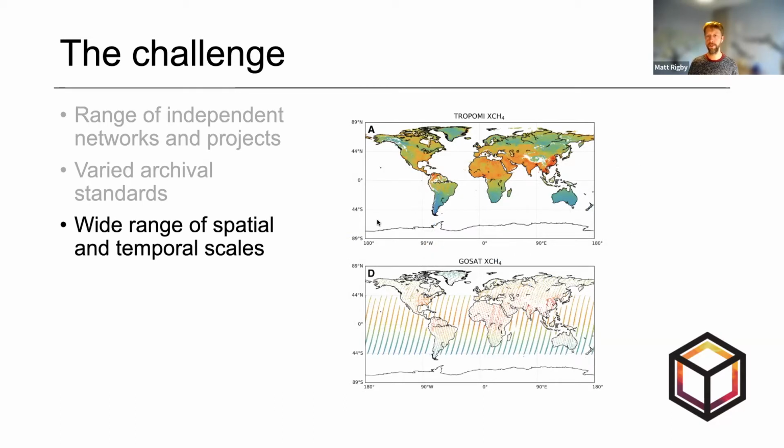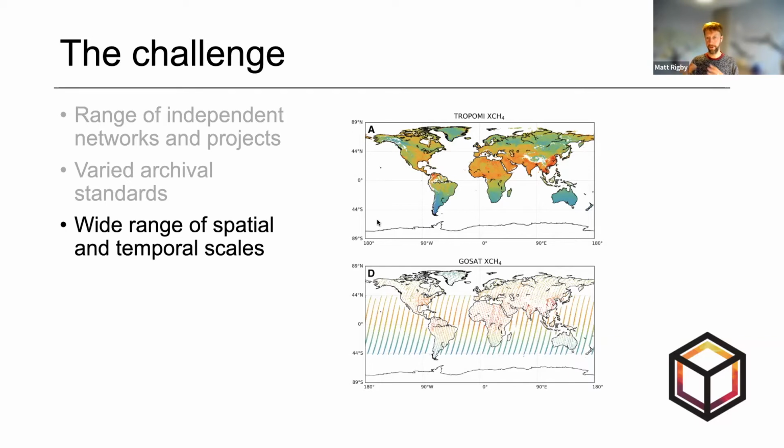These are 2 different satellite products for methane: a satellite called Tropomi on the top there, and another one called GOSAT at the bottom. You can see that the Tropomi data is almost like an imaging product. We have this very rich methane data set compared to GOSAT, which is much more sparse.